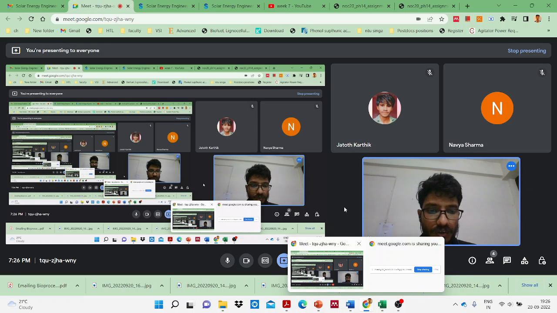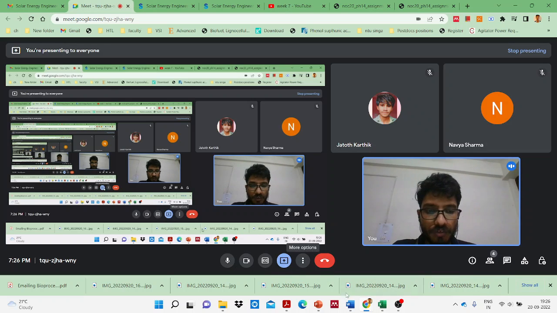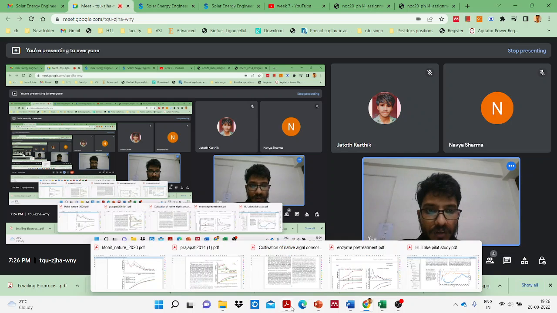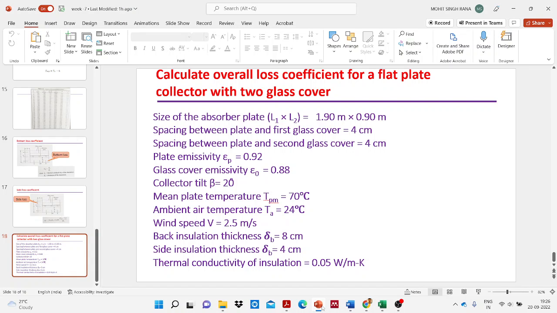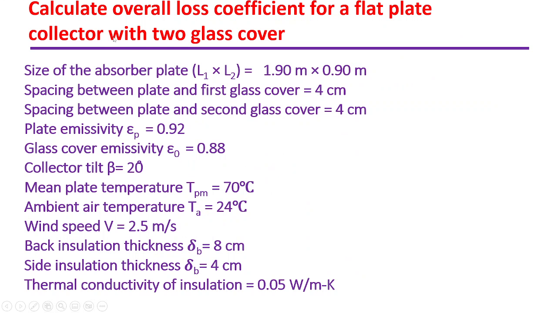Okay, so the problem to solve is the overall loss coefficient for a solar system. The figures are given for that. The size of the absorber plate is given, spacing is given. Please note down the numbers, or you may let me know how you will solve it.